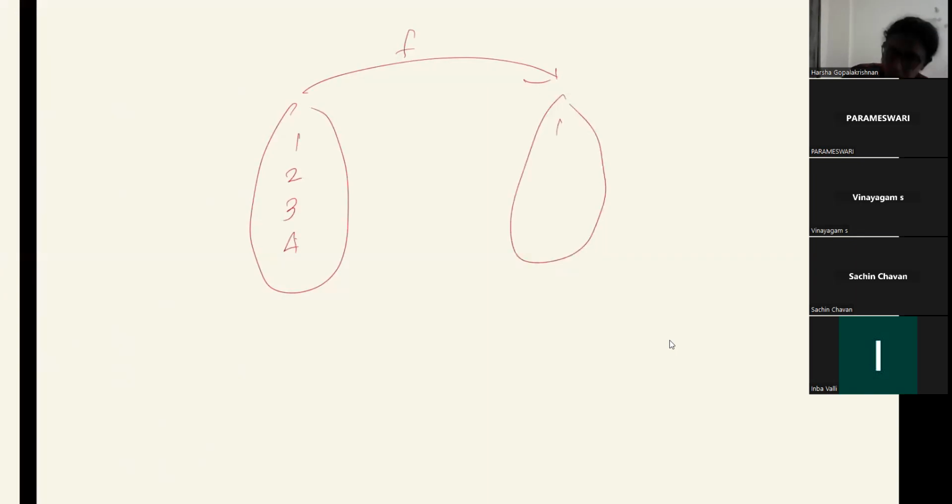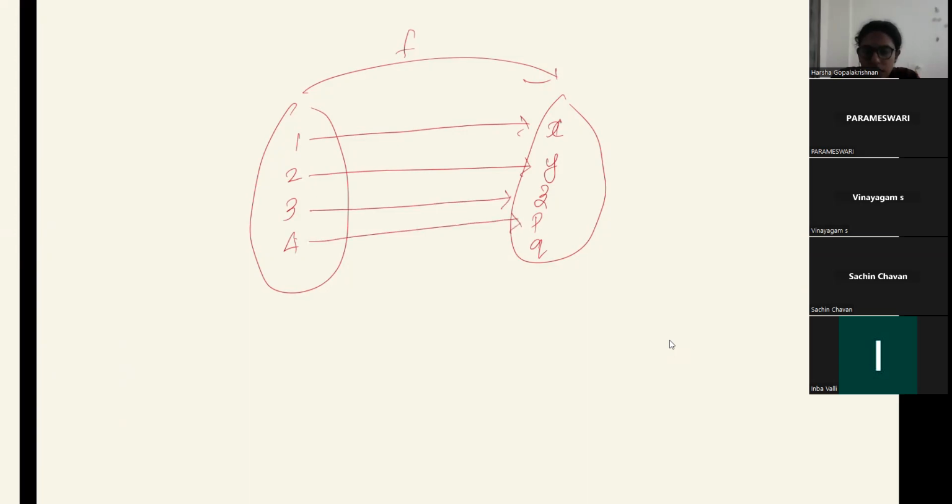Let us go to a simple example. f is a map from A equal to 1, 2, 3, 4 to B equal to X, Y, Z, P, Q. My map is 1 going to X, 2 going to Y, 3 going to Z, and 4 going to P.